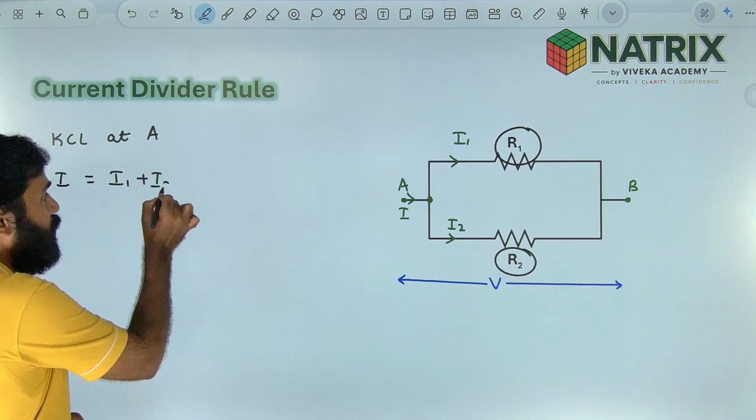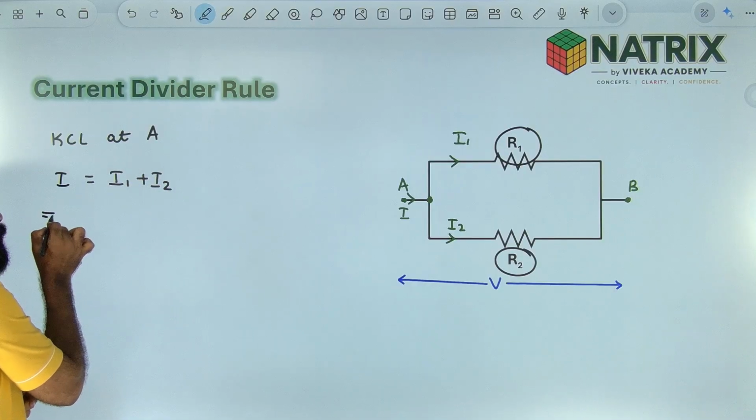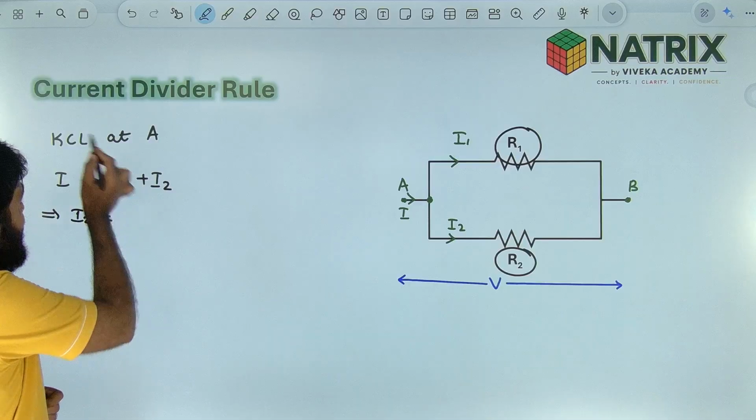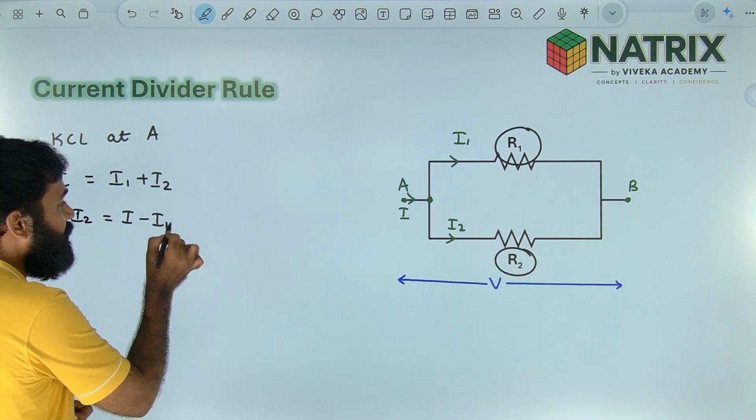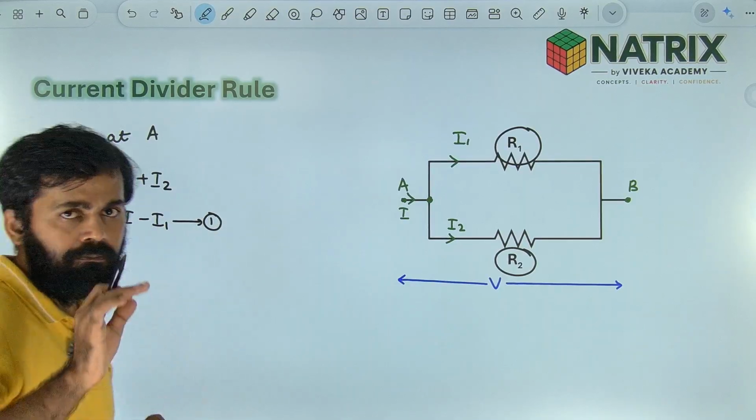Now from this equation, I can write the expression for I2 by taking I1 to this side as minus I1. I2 equals I minus I1. Let's call this equation 1.